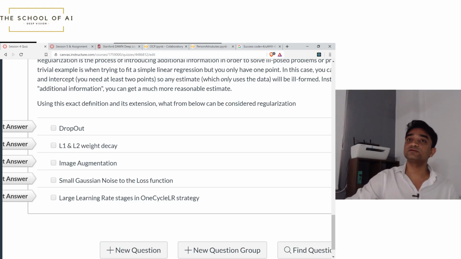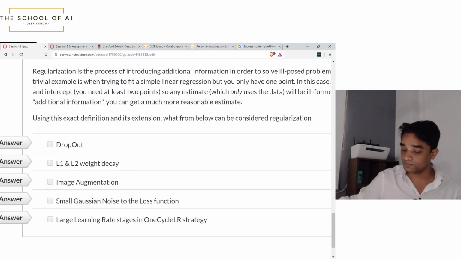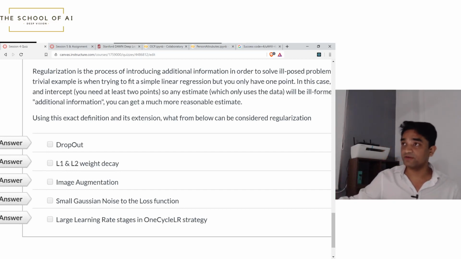Alright, any question on the quiz? How do we implement this small Gaussian noise loss function? I'm going to cover this part today also.